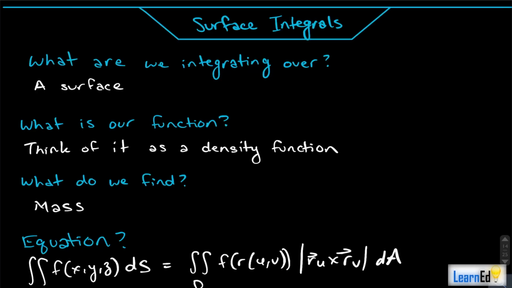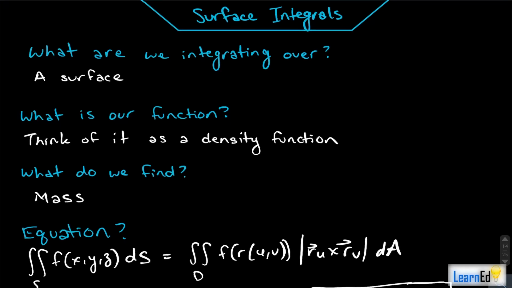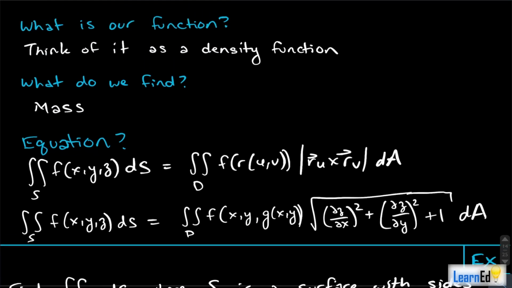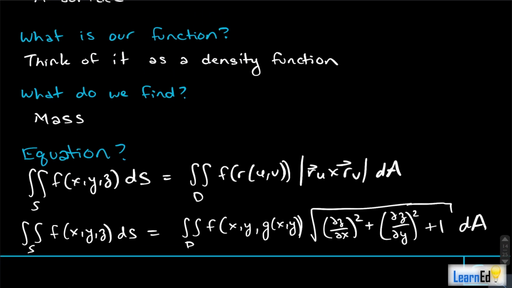Basically, as a quick gloss over of surface integrals, we're integrating over a surface. That's the whole idea of a surface integral, and our function, you can think of it something like a density function, where you get the density at each point on the surface. If we integrate with a surface integral, we can find the mass of that surface. So that's kind of the idea there. And the equations, well, there's two that we're going to be using in this problem, and I think these are the only two equations for surface integrals, but you can correct me if I'm wrong.